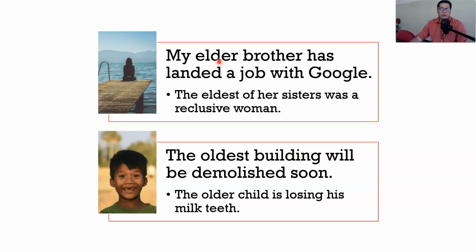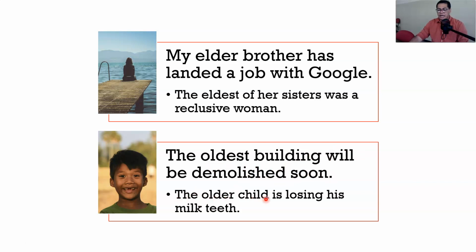But I can also use older. I could say my older brother or the older of her sisters. That's okay, there's no problem. But elder and eldest cannot be used with places. These cannot be used with things. For places or things, I gotta use older and oldest. So the oldest building will soon be demolished.